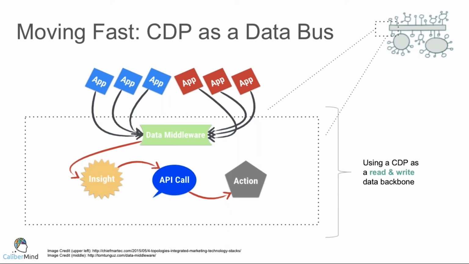You can think of all these connected apps accessing the same data set, and then using that data set to build very robust and actionable models, triggering actions back into the tools that you use.